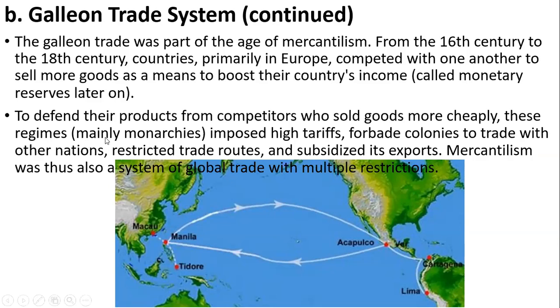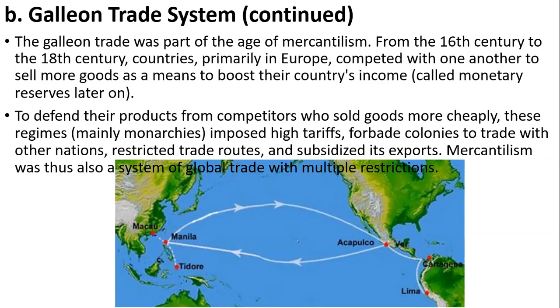So these regimes, mainly the monarchies, imposed a high tariff, which also forbade the colonies to trade with other nations. They also restrict yung daanan ng ruta or yung trade mismo, and also subsidize the export. So mercantilism was thus also a system of global trade with multiple restrictions.